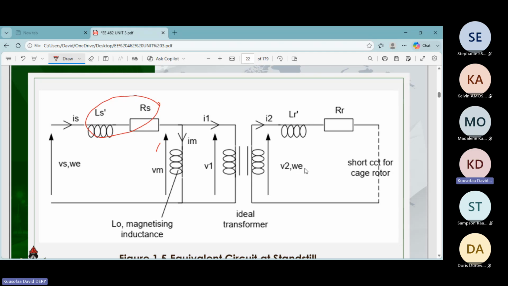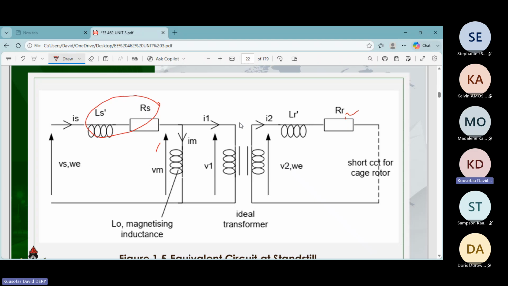When you come to the rotor side, this is the rotor equivalent circuit. This is the leakage inductance in the rotor and the rotor resistance. Because it is usually short circuited for the cage induction motor, that is where this short circuit is coming from. This is the equivalent circuit at standstill. Standstill means that the rotor is not rotating.